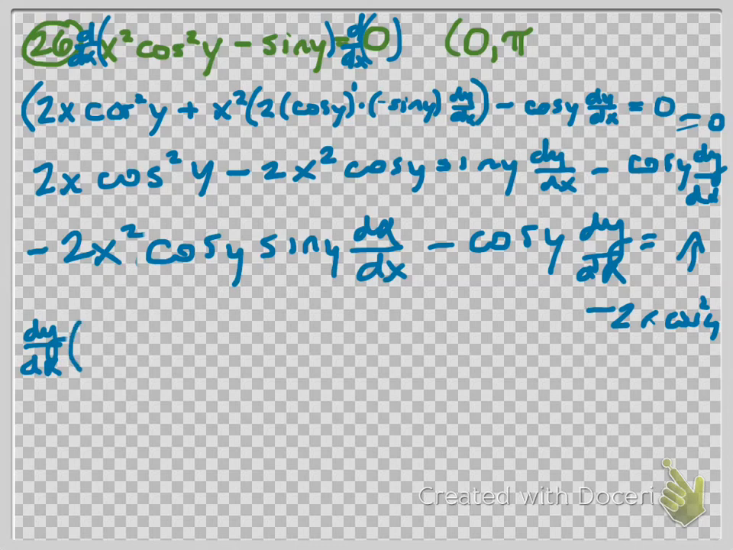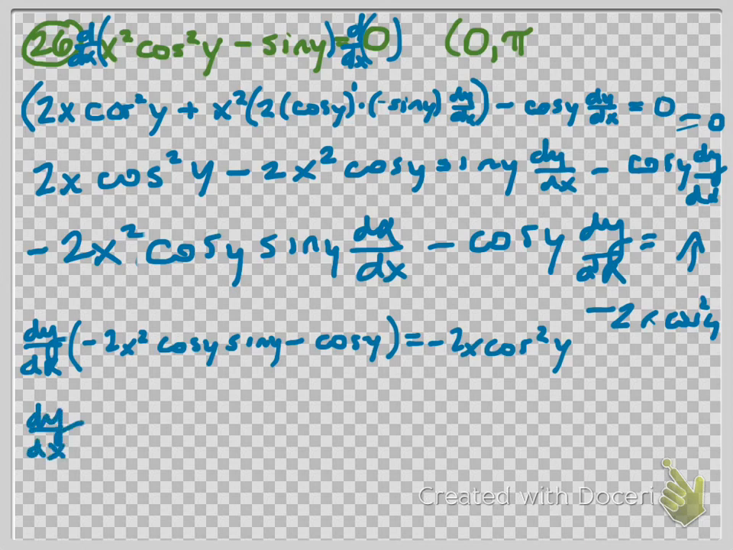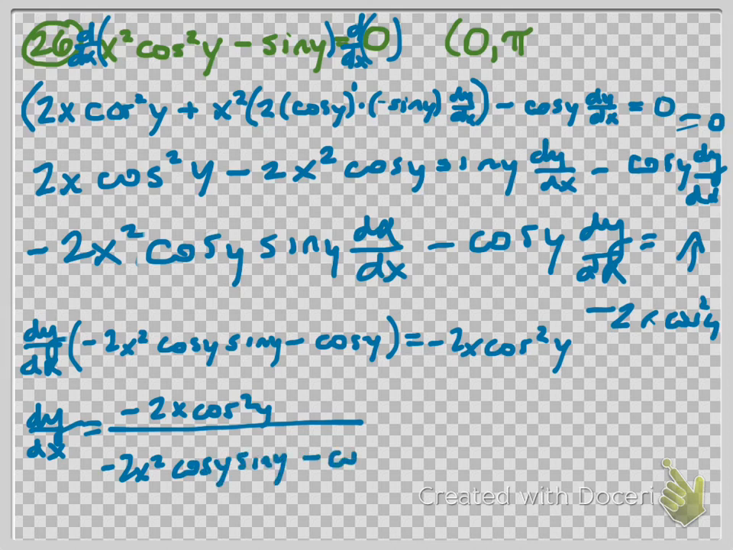All right, so dy/dx gives me negative 2x squared cosine y sine y minus cosine y equals negative 2x cosine squared y. Yes? All right. So then my dy/dx equals negative 2x cosine squared y over negative 2x squared cosine y sine y minus cosine y.